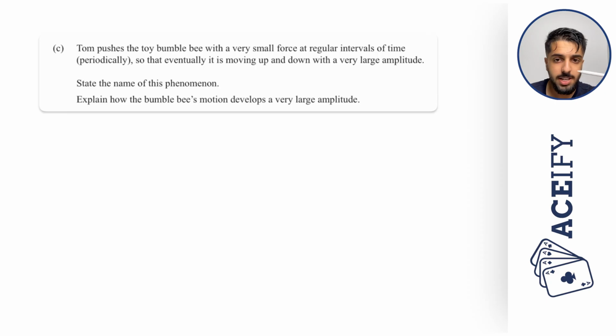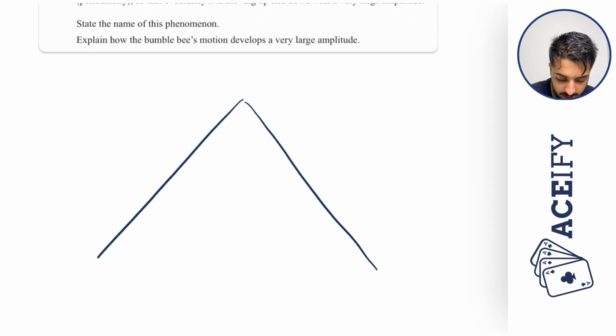Resonance is basically when we add energy, aka pushing the toy, into the simple harmonic motion system at its natural frequency, right? And this will cause the amplitude to increase. The example that I always use for my students is that if we have a child on a swing, how do I draw a child on a swing?